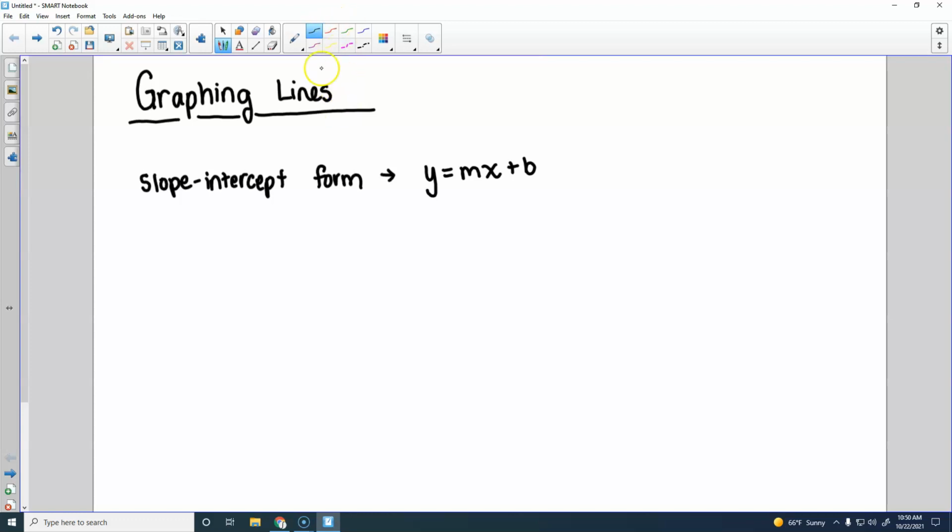It kind of makes sense because the slope is the m and the y-intercept is the b, right? Slope and intercept is what it gives you. So in slope intercept form, again, m is your slope, and it is the number next to your x. B is your y-intercept.